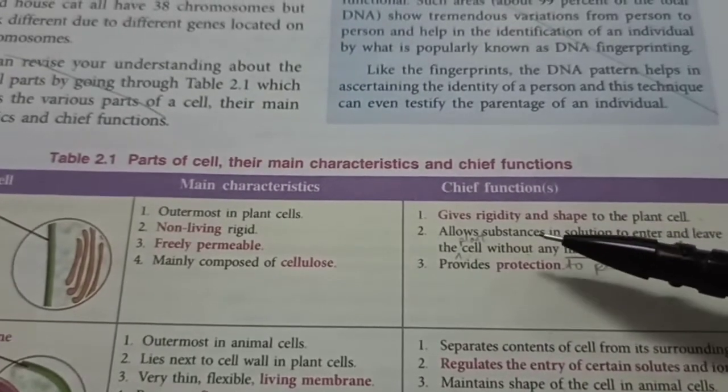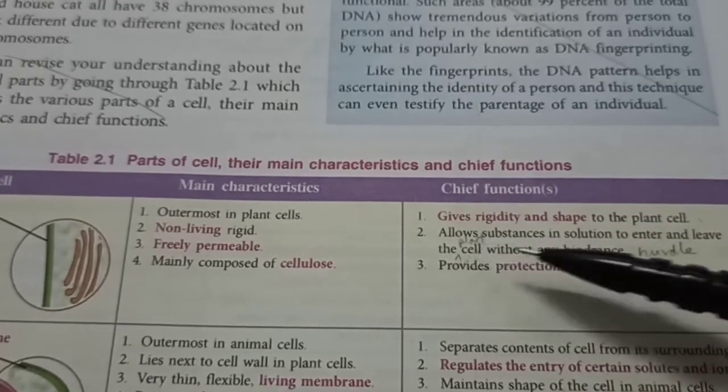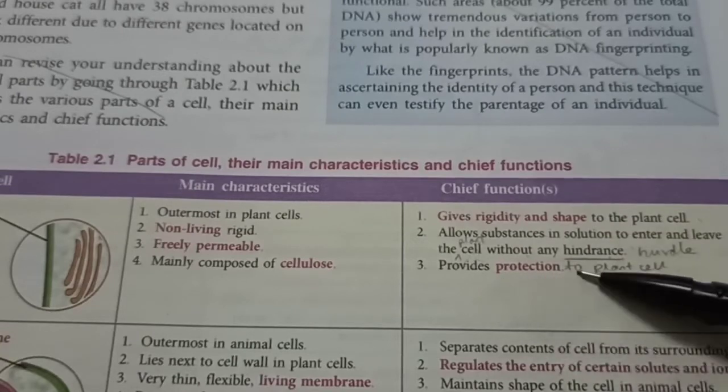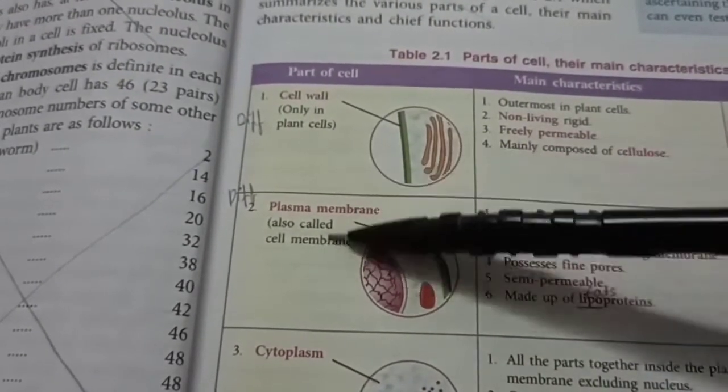Its function is to give rigidity and shape to the plant cell. It allows substances in the solution to enter and leave the plant cell, please mention that, without any hindrance. Hindrance means hurdle. And it provides protection to the plant cell. Well, a differentiate between cell wall and plasma membrane question can be asked.